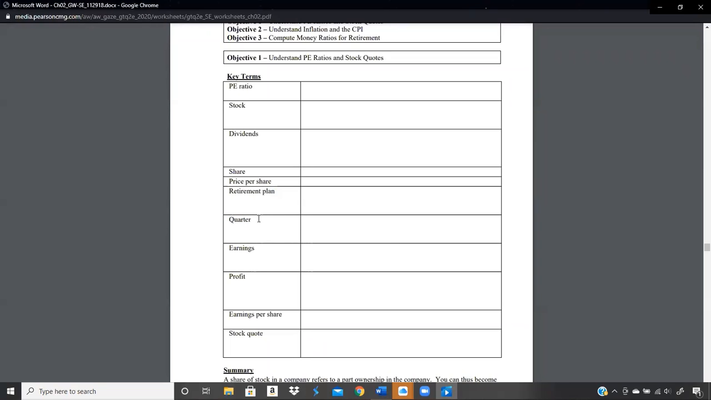A quarter is just 1/4 of a year, or 3 months. And this is basically how a lot of companies will post their projections and numbers, how well they've done. Earnings is profit. Earnings is money a company has made over a fixed period of time. Profit is the same thing. Earnings and profit are pretty much exactly the same thing. So earnings is also known as profit. Profit is also known as earnings.